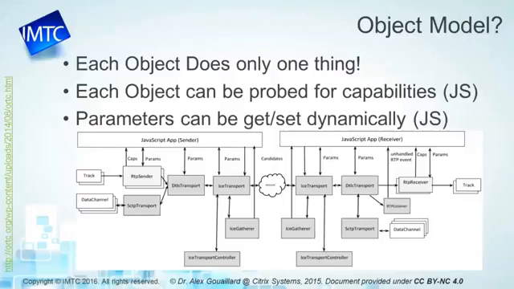So we went into the object model concept. The object model is very simple. Instead of having a big black box called peer connection that does everything for you to make it simple, we're going to cut that into smaller objects, which would each have only one function, which could each be probed for capability from the JavaScript, and whose parameters could be set or get dynamically in JavaScript.